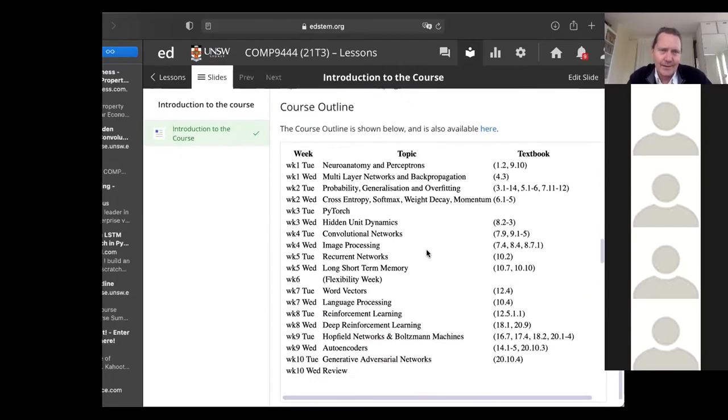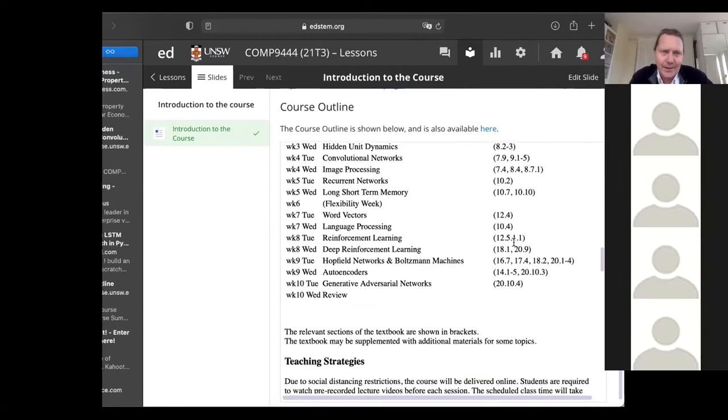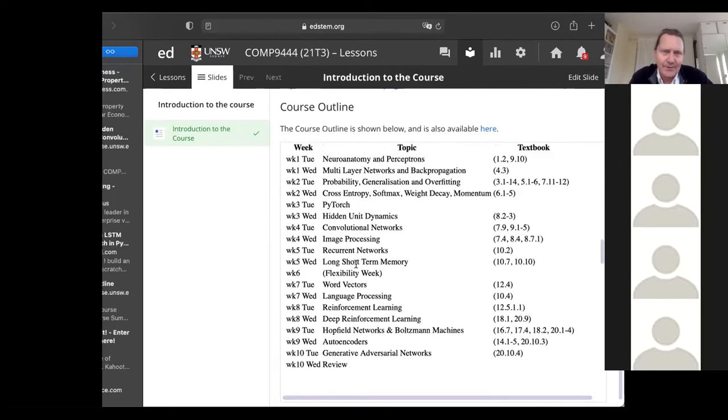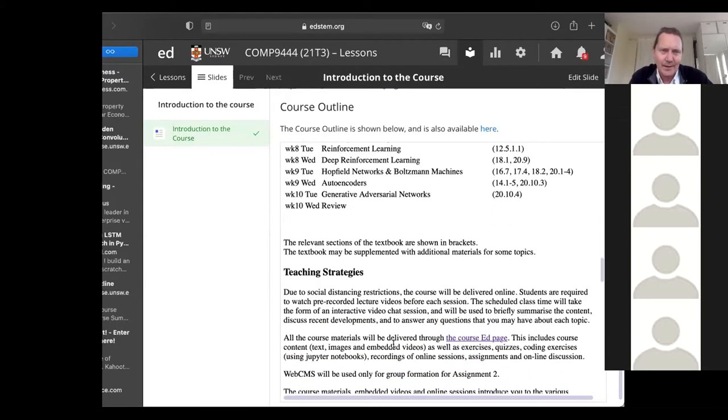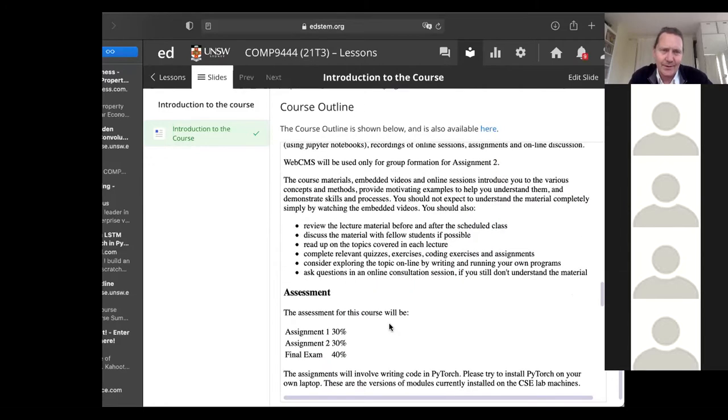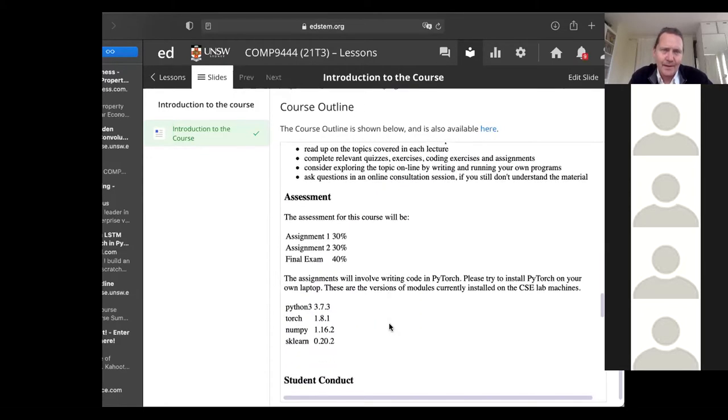This is the planned topics for the course by week, and I've tried to identify relevant sections of the textbook. Have a look at those; this is mainly as a reference. Probably the material on the website may be sufficient. I've also tried to put links to external resources and papers if you want to find out more about a particular topic. Now, for the assessment for the course, there'll be 2 assignments plus the final exam.